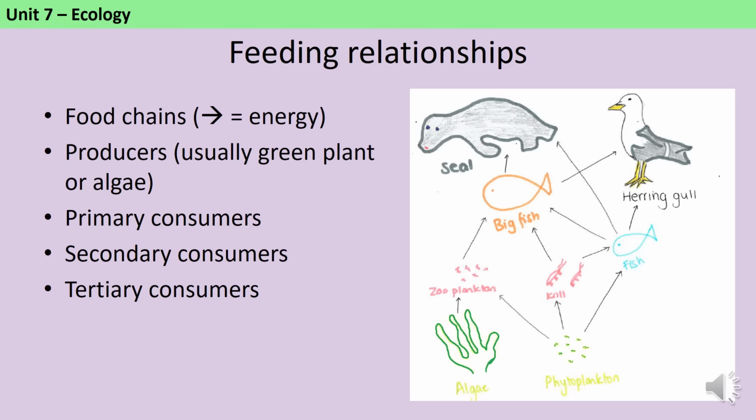Producers are then eaten by primary consumers, which we can also call herbivores, and then primary consumers are eaten by secondary consumers, and secondary consumers by tertiary consumers. We also can say that anything that kills and eats other animals is a predator, and anything being killed and eaten is a prey. In a stable community, the numbers of predators and prey rise and fall in cycles.